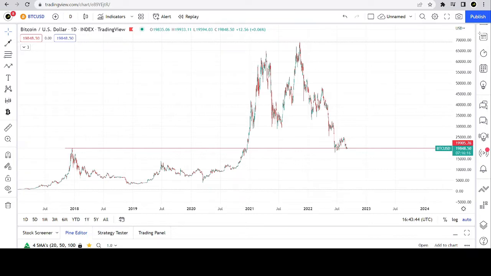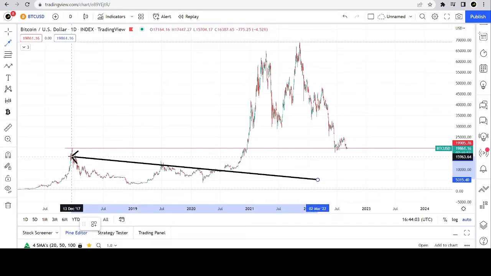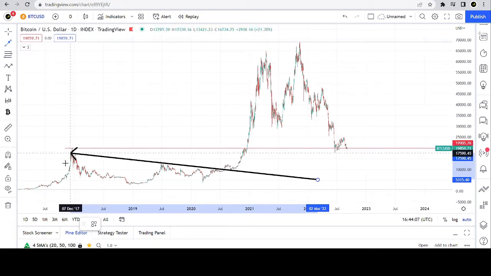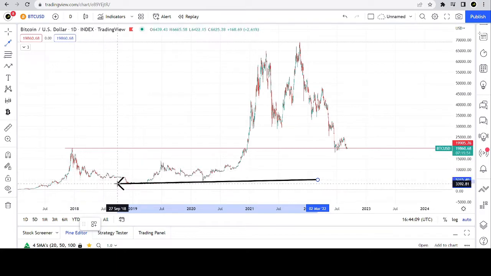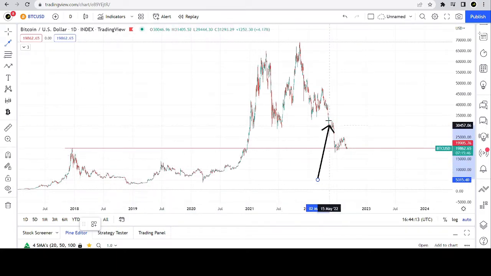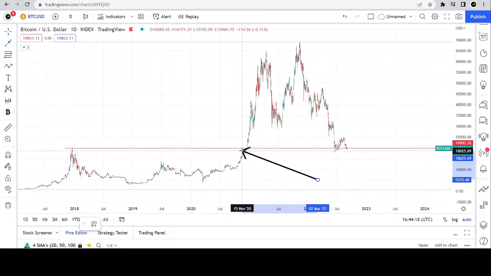So anyways, I would like to bring your attention to something here on the Bitcoin chart. If you notice this line here, where it marks the peak of the previous bull market right here before the correction in 2018, this time, the price has gone below this line.